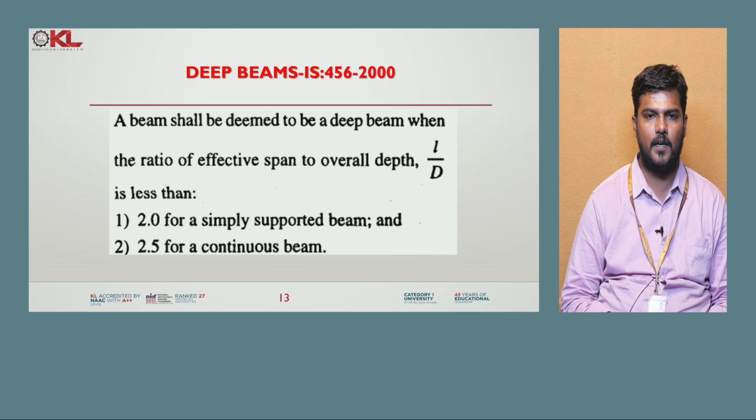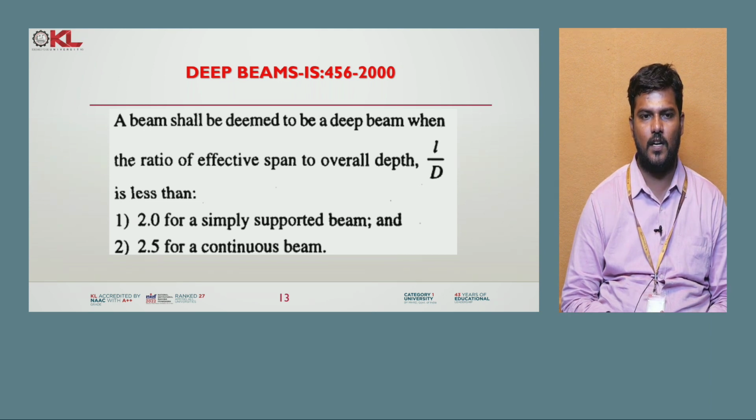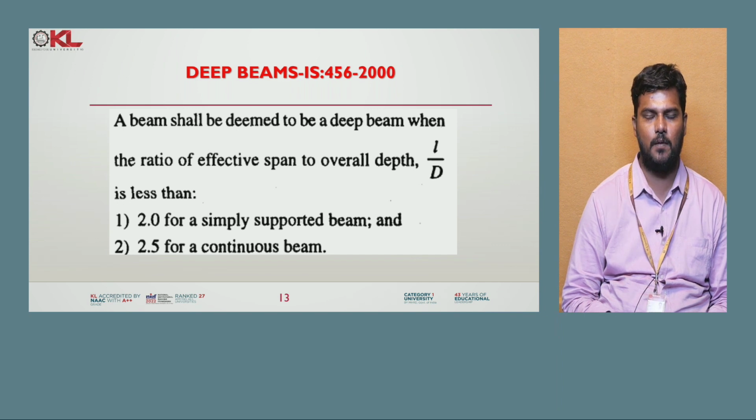What is meant by D beams as per IS 456 is, a beam shall be deemed to be a D beam when the ratio of effective span to overall depth, that is L by D ratio, is less than 2 for a simply supported beam. And if the L by D ratio is less than 2.5 for a continuous beam. If this condition is satisfied, then only that beam shall be called a deep beam, otherwise it should be called a normal beam only.